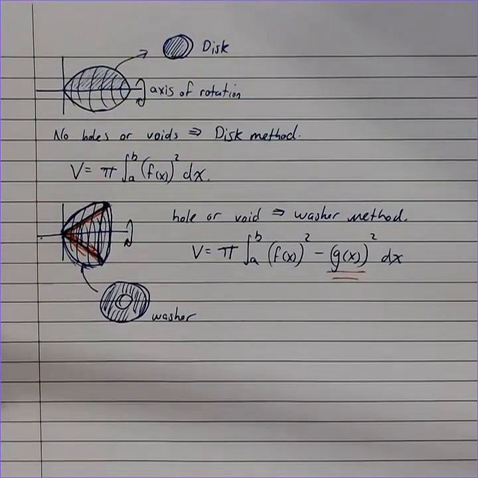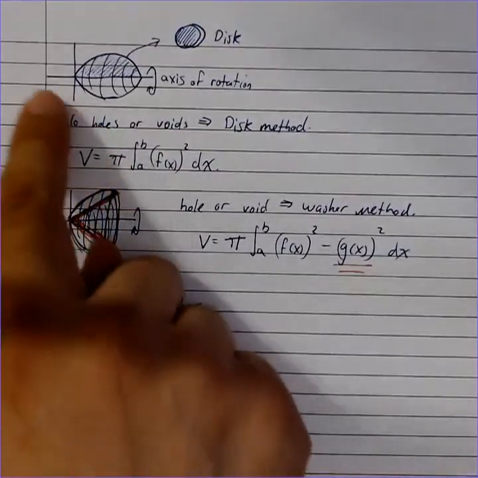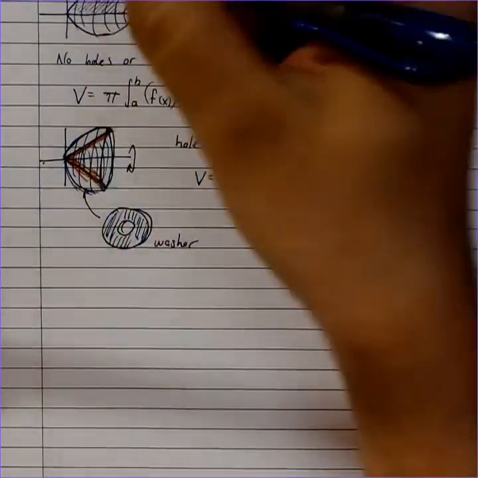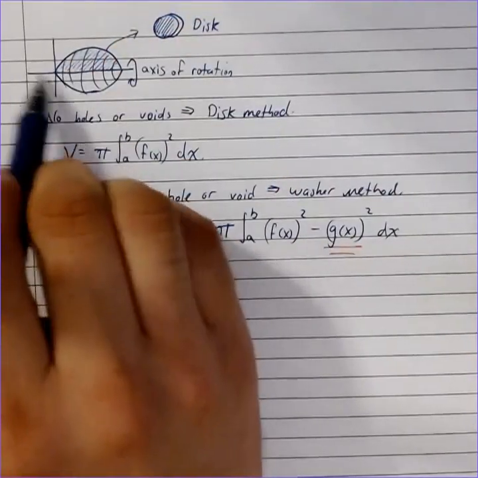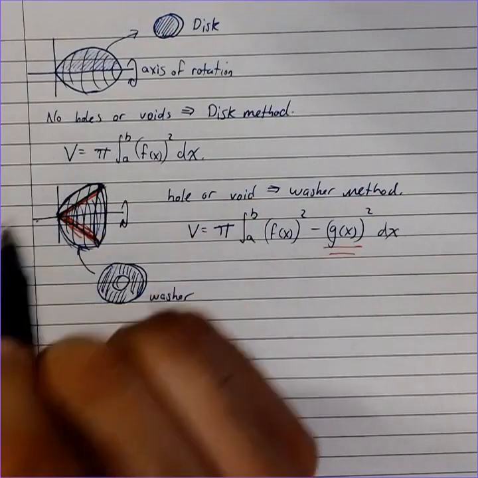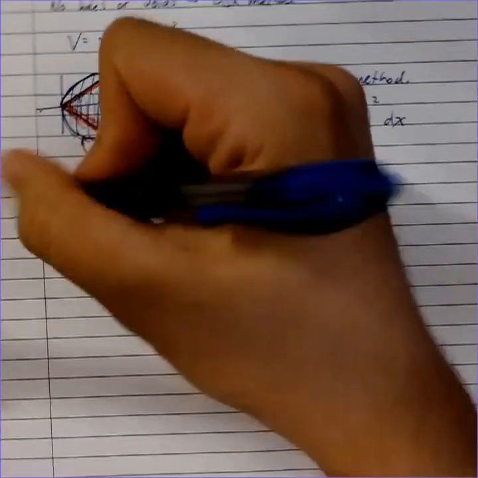All right. So now let's take a look at an example where the axis of rotation is not the x-axis. Does that mean it has to be the y-axis? Well, no, actually it doesn't. It can be the x-axis, it can be the y-axis, but it can also be something else. So here we're going to look at two examples, one where it's the y-axis and one where it's something else.